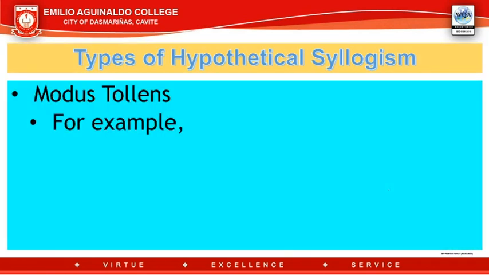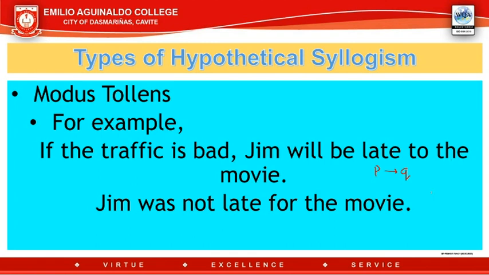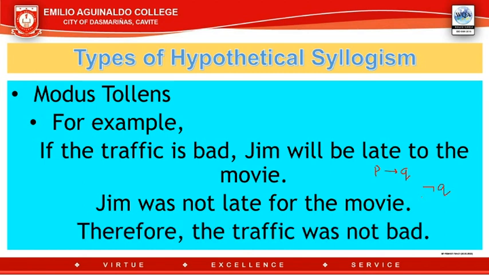Let's have some example of modus tollens. If the traffic is bad, Jim will be late to the movie. This will be P implied Q. Okay, so let's see the other statement. Jim was not late. It means that we have here negation Q. It is most likely that Jim was not stuck in the traffic. So therefore, negation P. Okay, this was one of the examples or one of the types of our hypothetical syllogism, which is modus tollens.